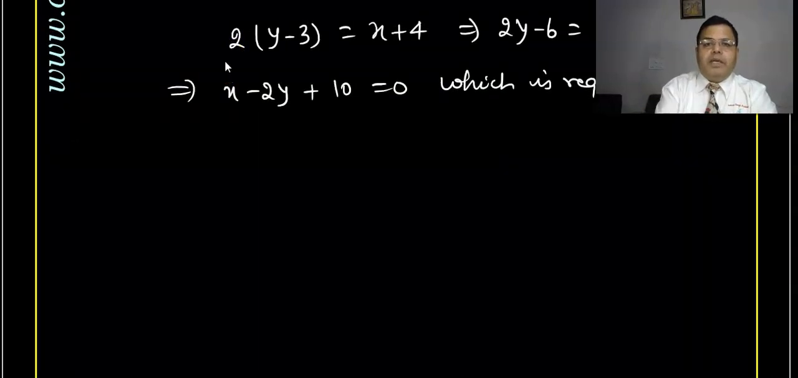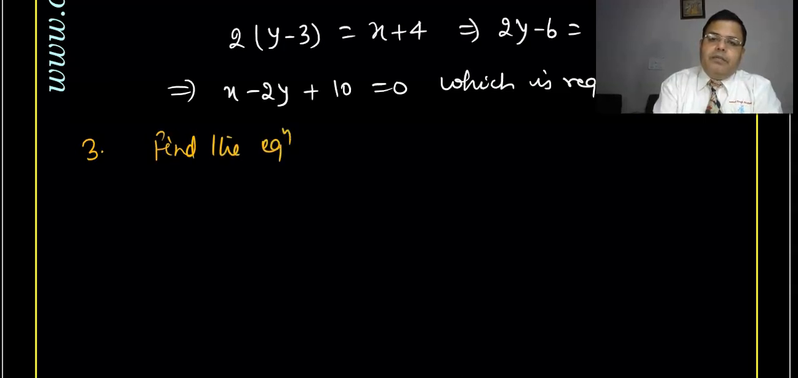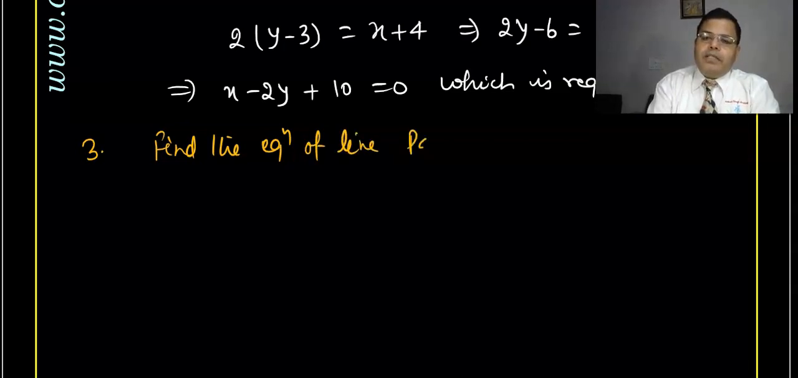Now question number three. Find the equation of line passing through 0, 0 with slope m.